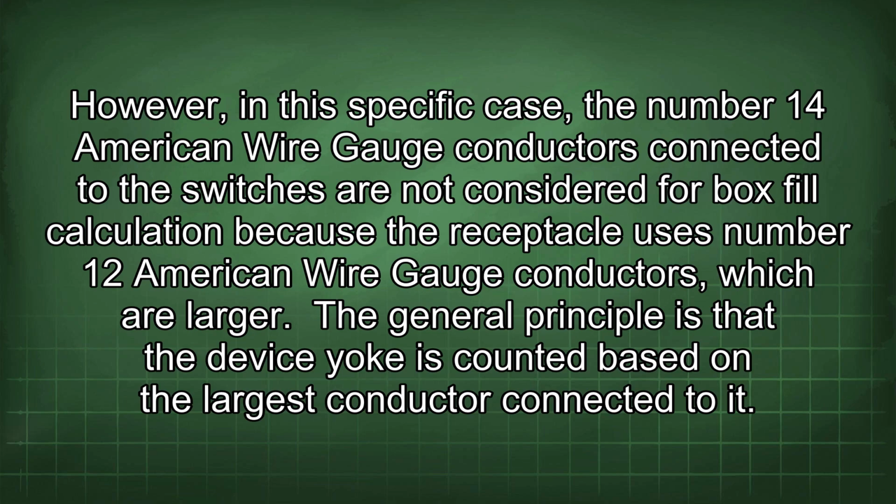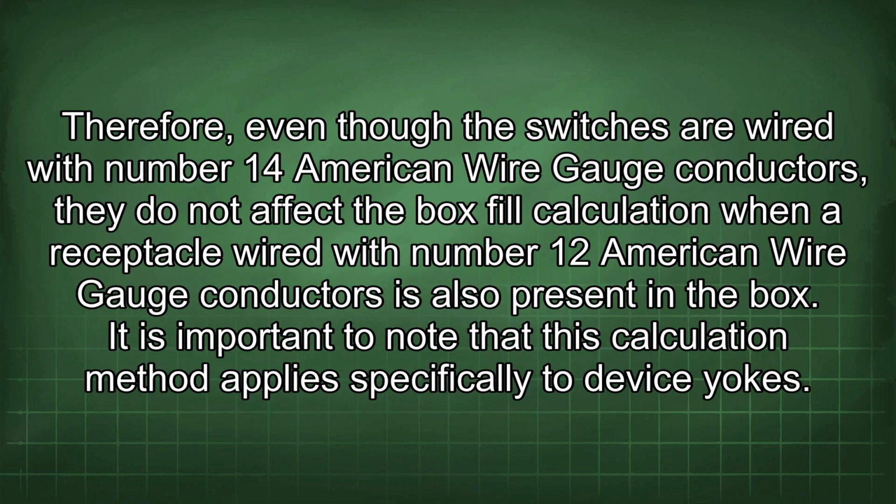The general principle is that the device yoke is counted based on the largest conductor connected to it. Therefore, even though the switches are wired with number 14 American wire gauge conductors, they do not affect the box fill calculation when a receptacle wired with number 12 American wire gauge conductors is also present in the box. It is important to note that this calculation method applies specifically to device yokes.